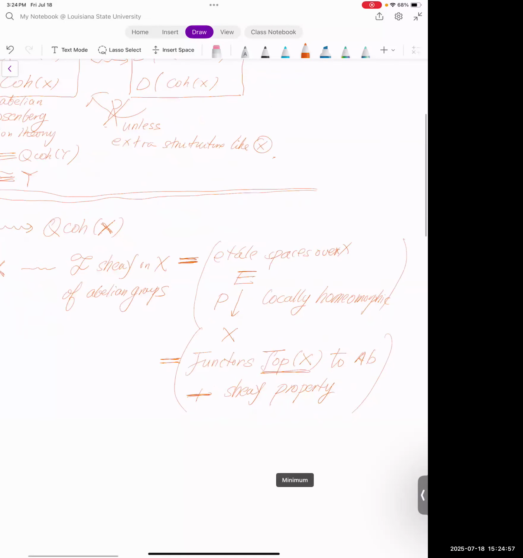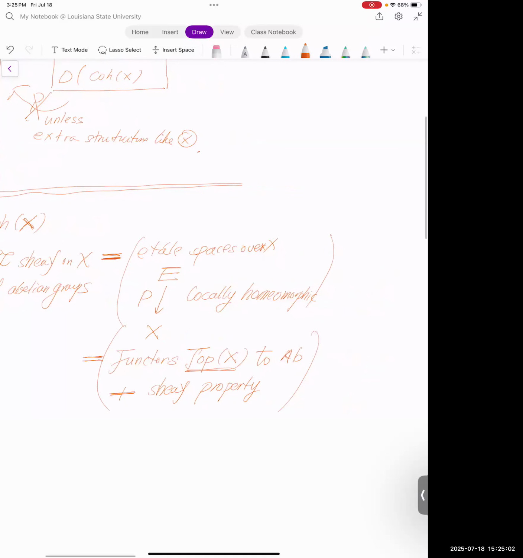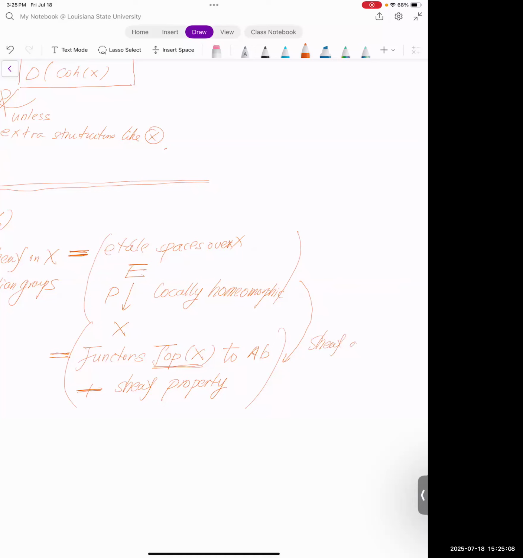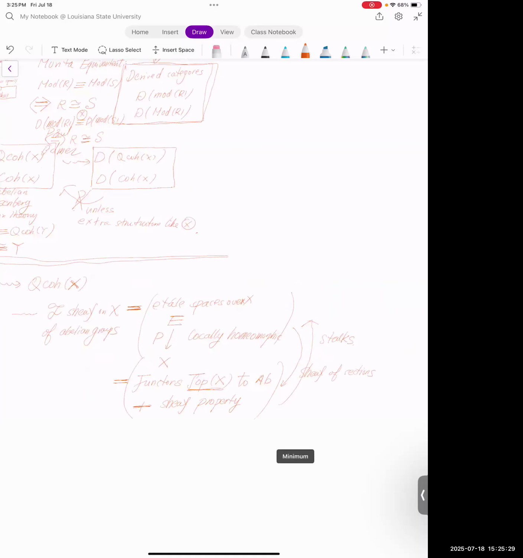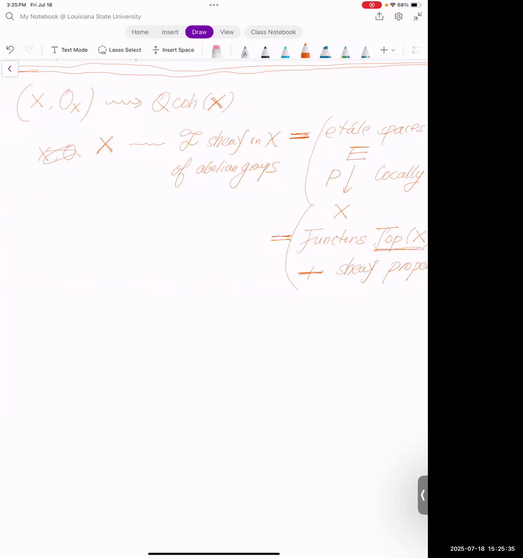So I talk also a little bit about how to pass between them. If you have an étale space, I can find a functor by looking at the sheaf of sections. And backward, if I have a sheaf from Top(X) to abelian groups, I can recover the étale space by looking at the stalks, just grouping them together with some minimal quotient topology on that. So okay, stalks. And this gives us the objects.